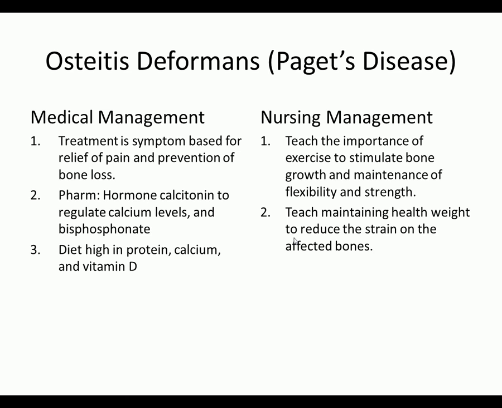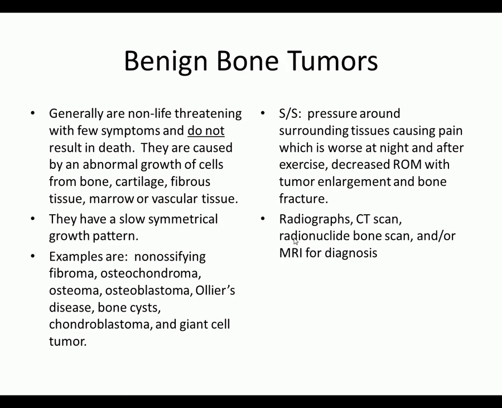Benign bone tumors are non-cancerous. They have normal growth of bone cells. It's seen most often in adults over 40 and children under the age of 10. They're generally not life-threatening, and they will present with few symptoms. I've given you some examples here, and they will have a slow, symmetrical growth pattern.